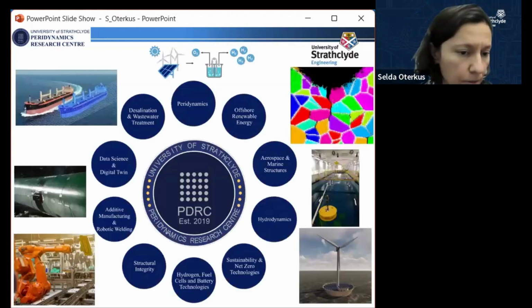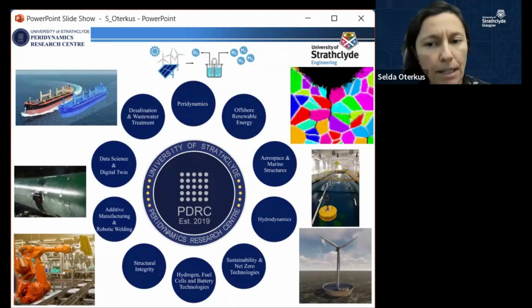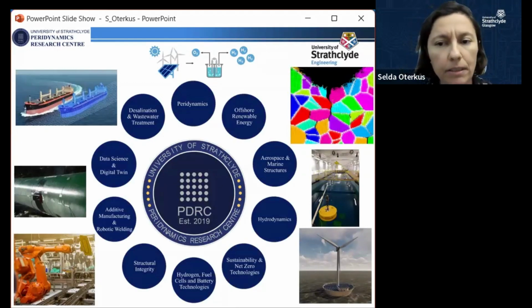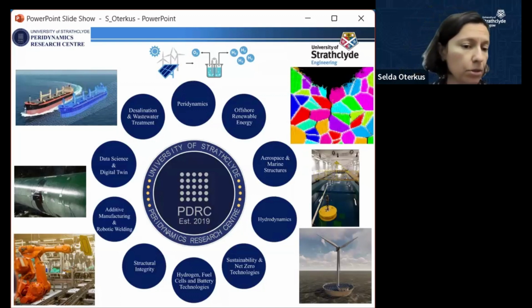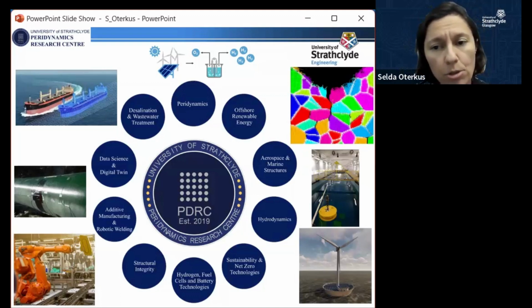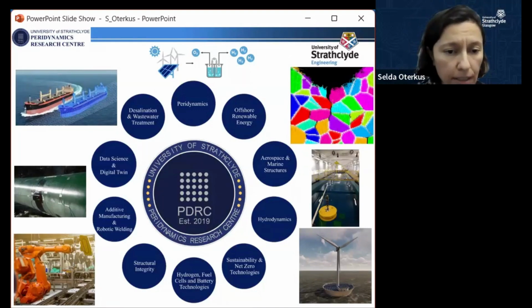I'm the co-director of the Peridynamics Research Centre. Before I start the technical part of my presentation, let me briefly introduce our research centre. It's the first research centre in the world focusing on peridynamics research. Of course, in addition to peridynamics research, we are also working on several other areas, such as offshore renewable energy, aerospace and marine structures, and both experimental and computational hydrodynamics. We are also focusing on sustainability and net zero technologies, fuel cells, battery technologies, and we are also looking at structural integrity, additive manufacturing, and robotic welding.